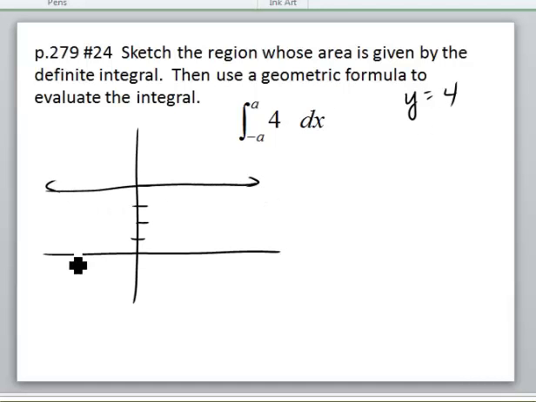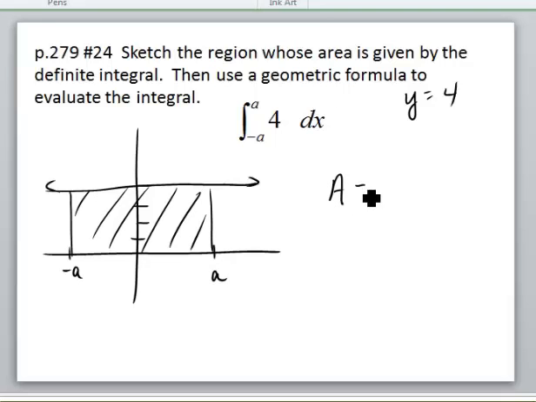It says to go from negative a to a. We don't really know what values those are. All I need to do is find the area underneath the curve. So I'm talking about this area, and what I have is a rectangle. So I'll be finding the area of the rectangle, which is base times height.